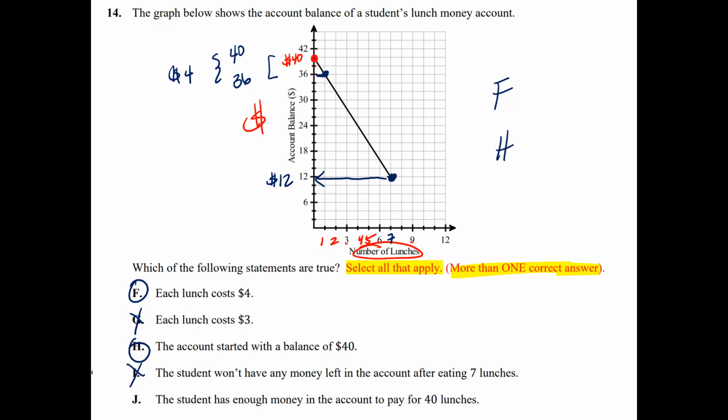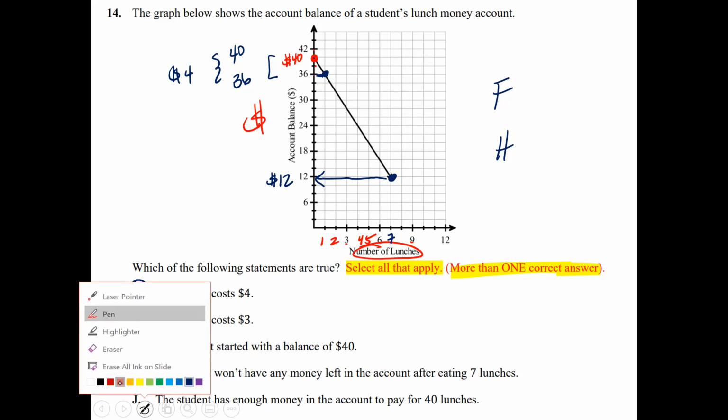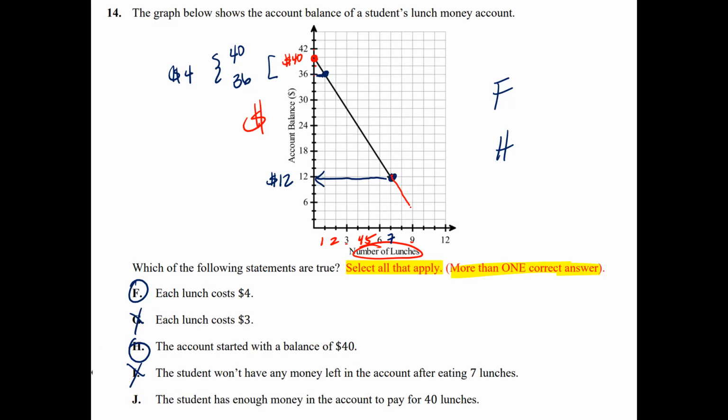J, the student has enough money in the account to pay for 40 lunches. I don't know if that's true because if I keep going with this graph, it looks like he's going to get a balance of 0 right at 10 lunches. Do you guys see that? At 10 lunches, he is going to have 0. So that's not a correct answer. So the only correct answers are F and H. But you have to select both answers, and if you don't, your answer will be marked wrong.